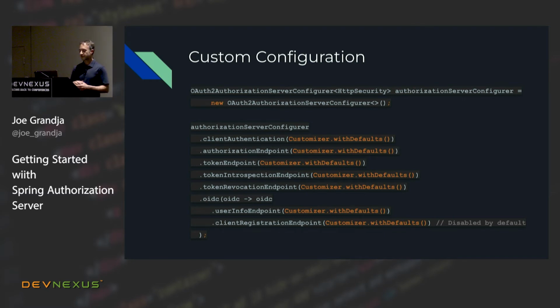And then the client registration endpoint. You notice they're disabled by default, right? Not everybody wants an endpoint where you could dynamically register a client, because there are inherent security risks with that. So by default, it's disabled. If you want to enable it, you just literally configure it and it's automatically enabled.